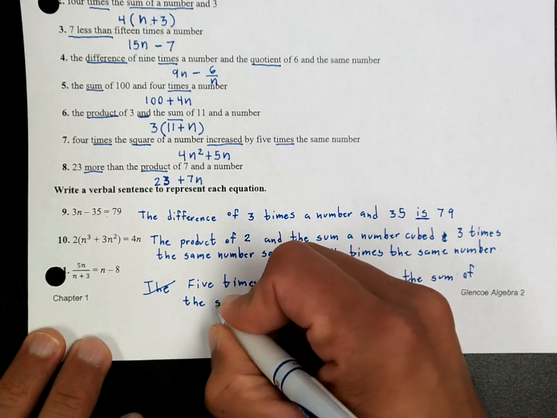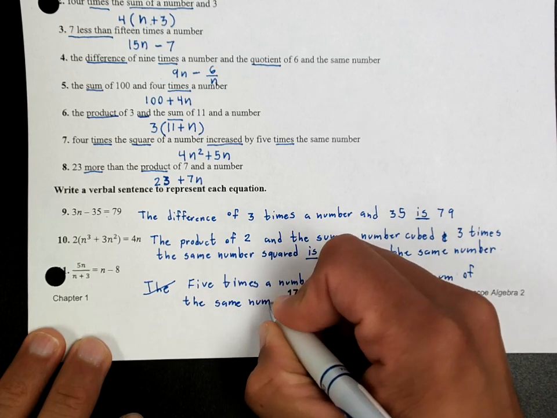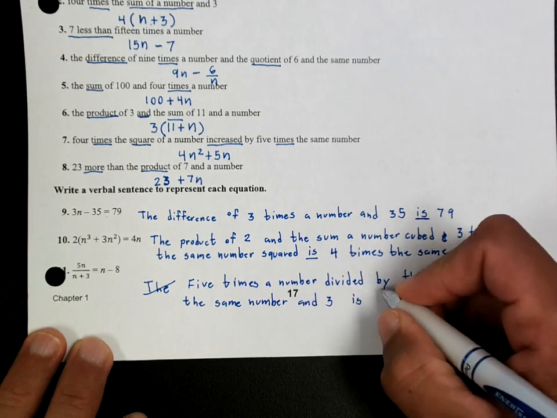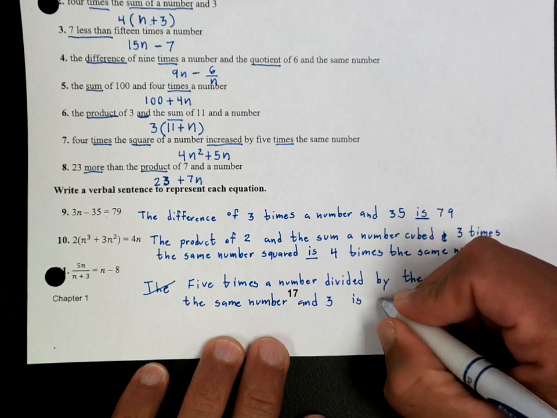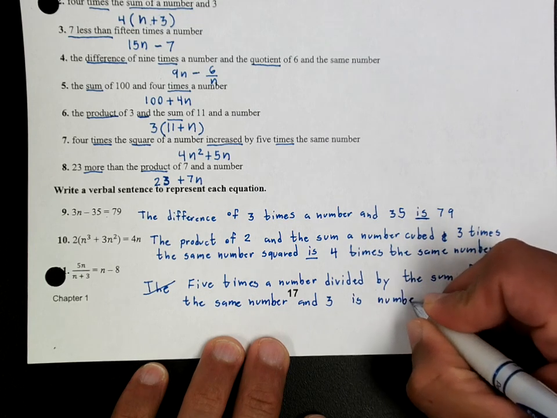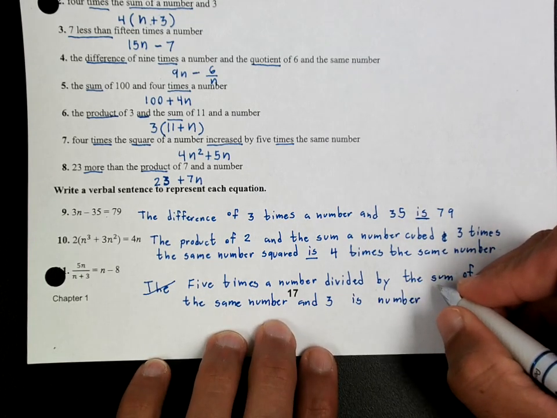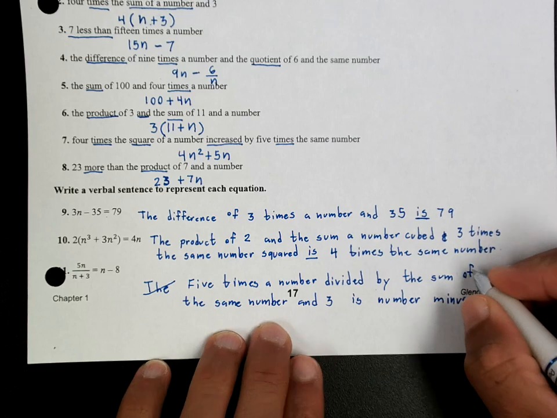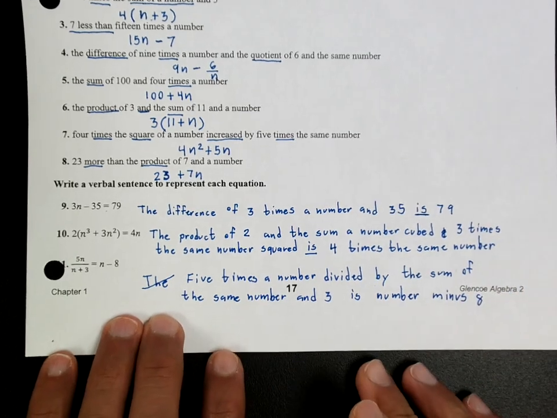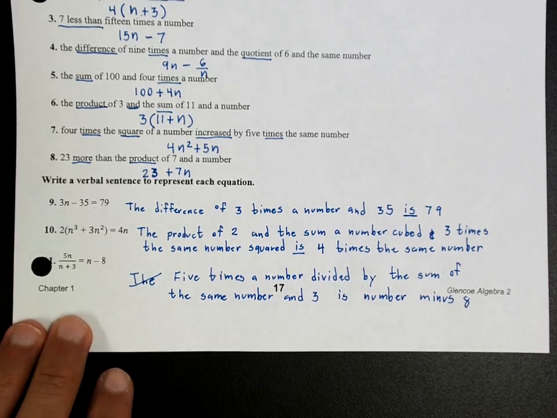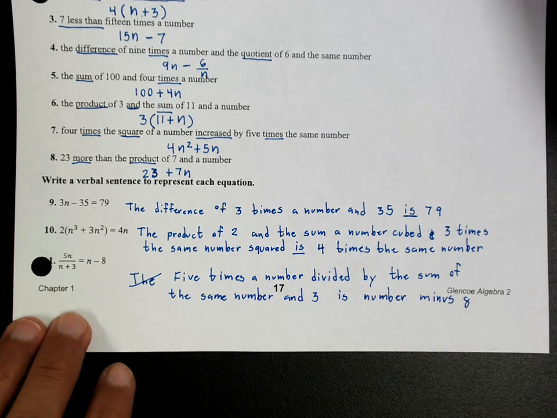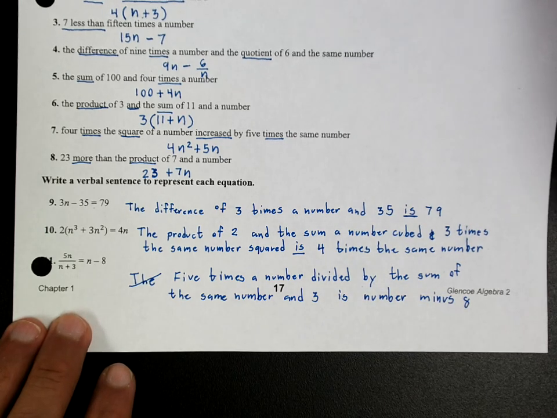the same number and 3 is a number, you can even say equal to if you want to, is the same number minus 8. So you can do it as simple as that if you wanted to, right? You don't have to get all fancy with the product and the quotient and all that. You can actually write it as simply as that. And maybe I should have written here the same number, but all right.